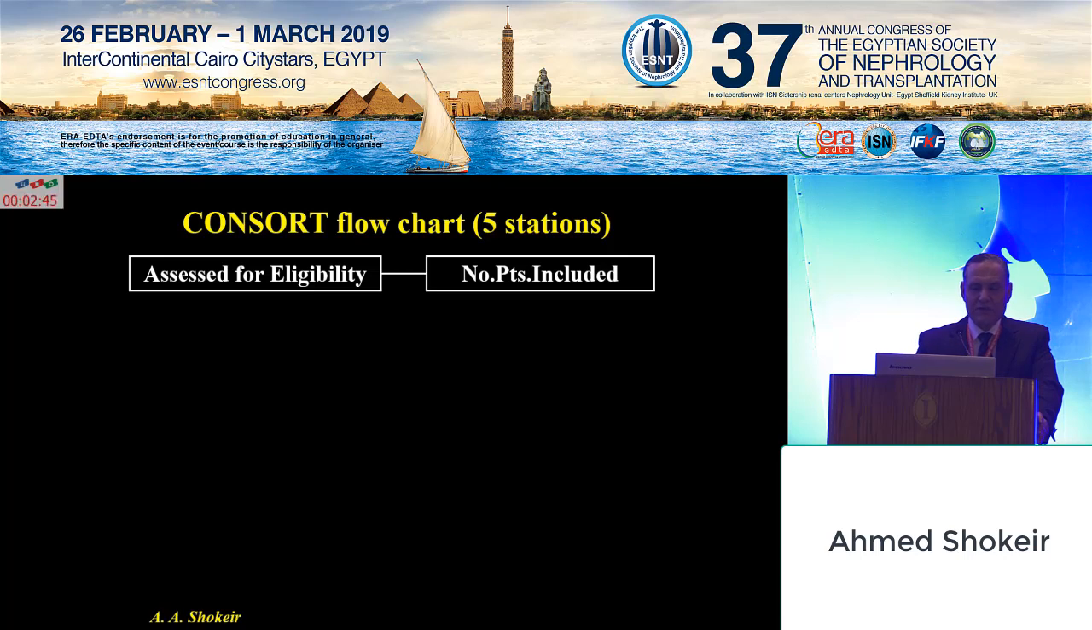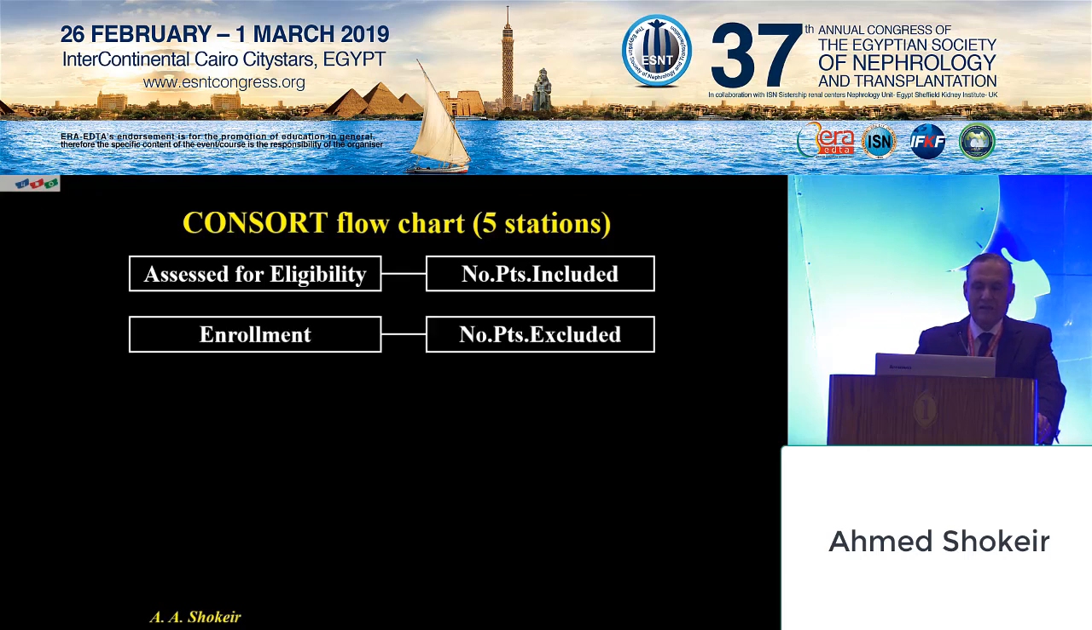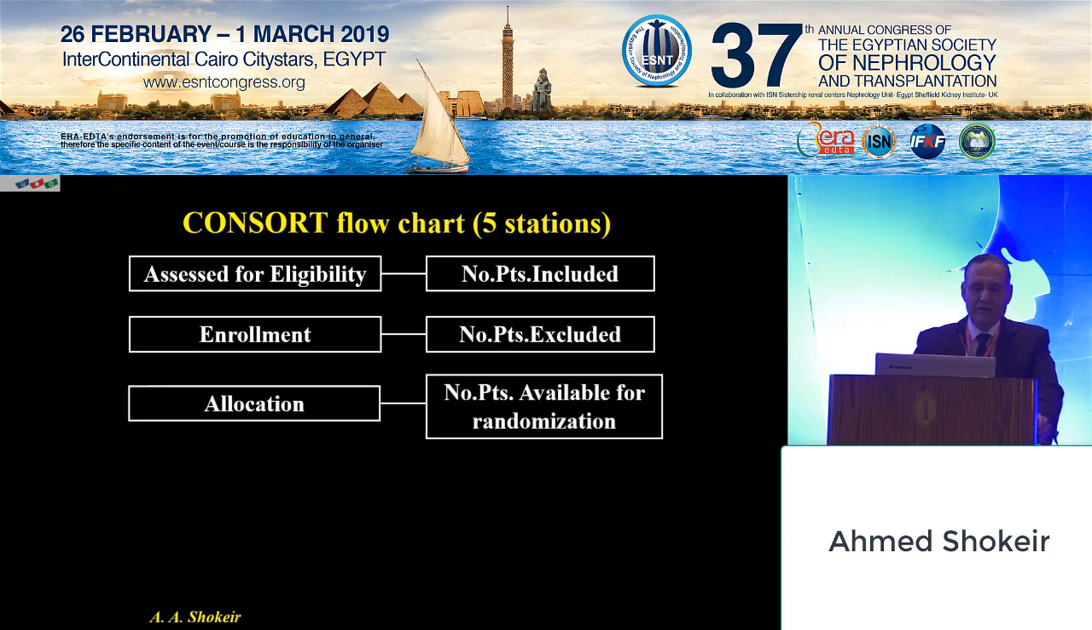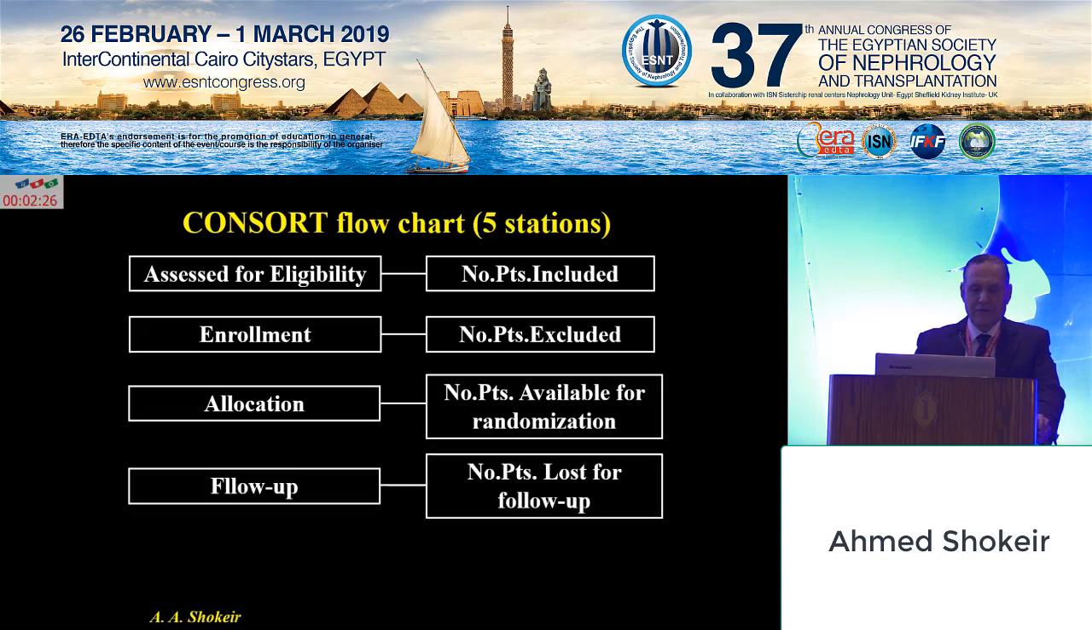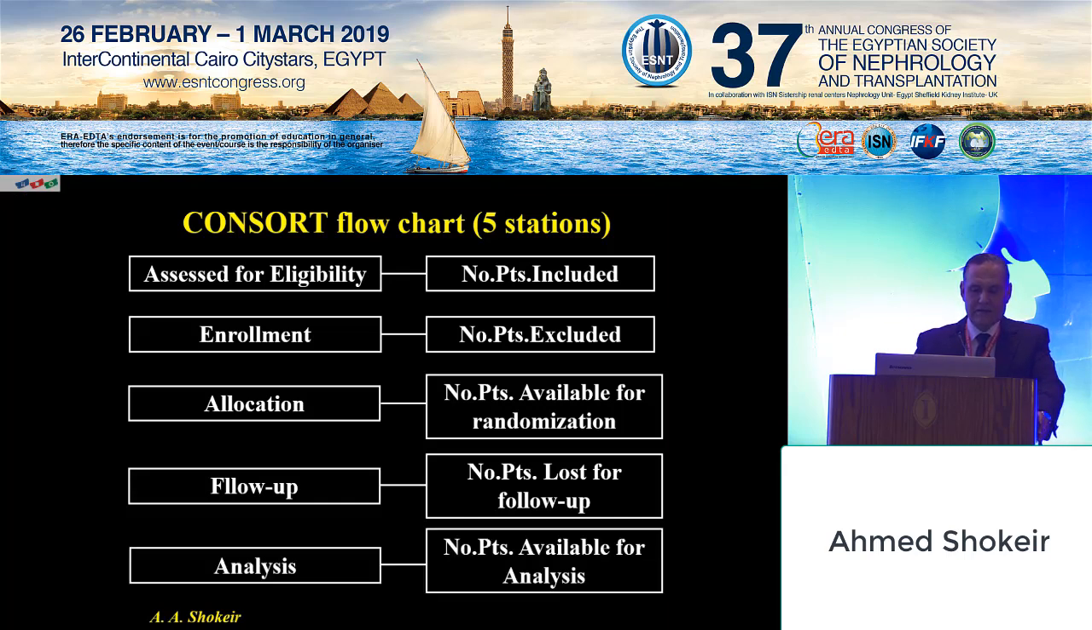The station number 1 is assessment for eligibility. That includes the number of patients included in the study. Station number 2 is enrollment, which includes the number of patients excluded from the study. The third station is allocation, which includes the number of patients available for randomization. The fourth station is the follow-up. That includes the number of patients lost to follow-up. And the final station is analysis, which includes the number of patients available for analysis.